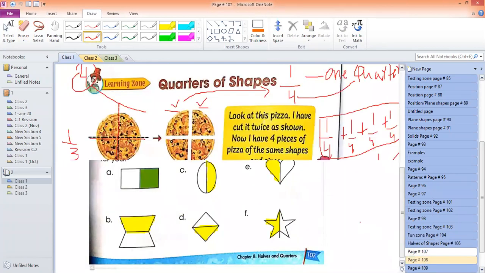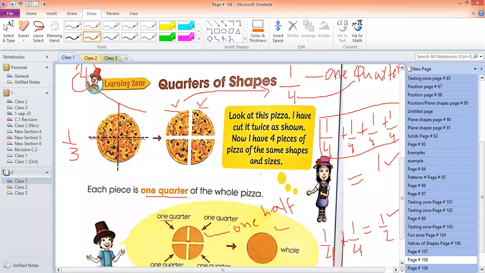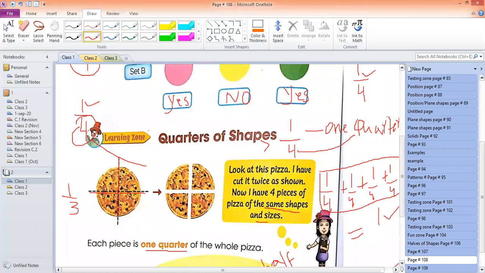The next thing we learn about is quarter. When you divide any shape or anything into 4 equal parts, each part is called one quarter. Let's suppose, again take the example of this pizza. If you divide it one time vertically, and then cut it one more time, you will see that this pizza is divided into 4 equal pieces, and the 4 pieces have the same shape and same size. So when you divide a pizza or any shape into 4 equal parts in such a way that they have the same shape and same size, each part will be called one quarter. How will you write one quarter? You will write one quarter like 1/4.